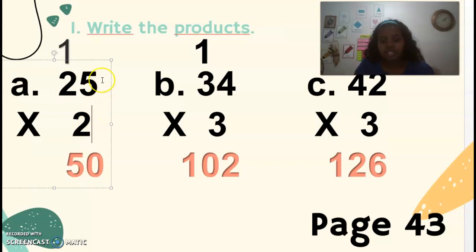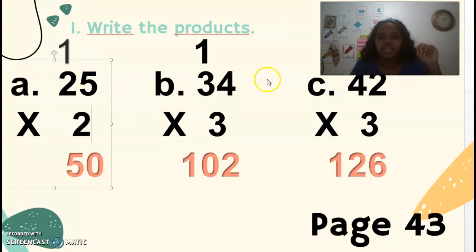So, 2 times 5, how much is it? 2 times 5 is 10. Yes, so we're going to write the 0, and here above the number 2, we're going to write 1. So, 2 times 2, how much is it? 4, very good. Plus this one that we already have here is 5. So we have 50 as a result.